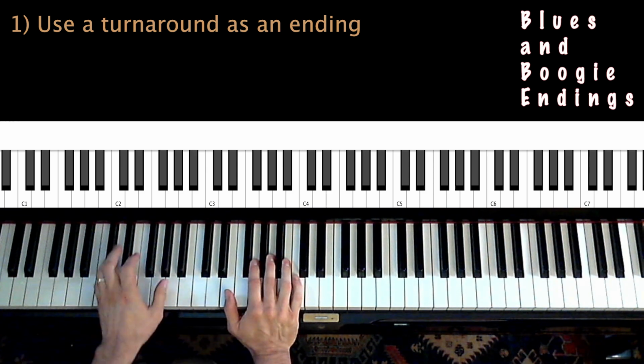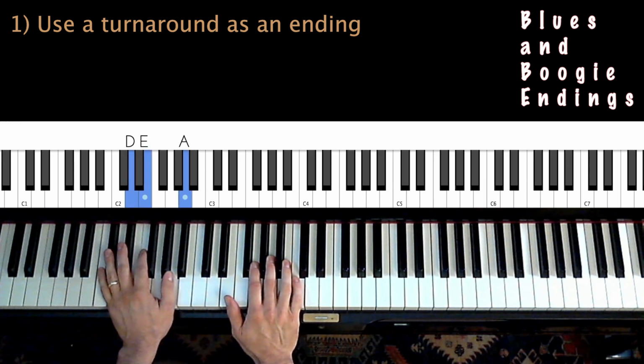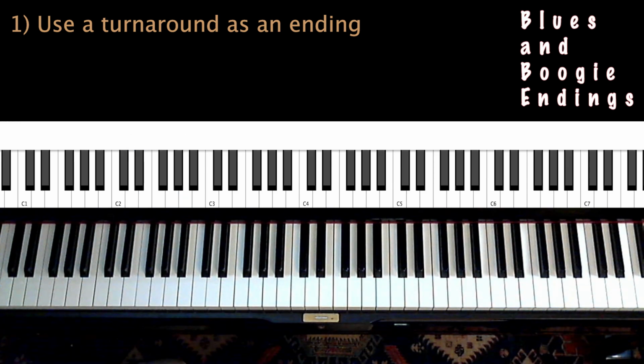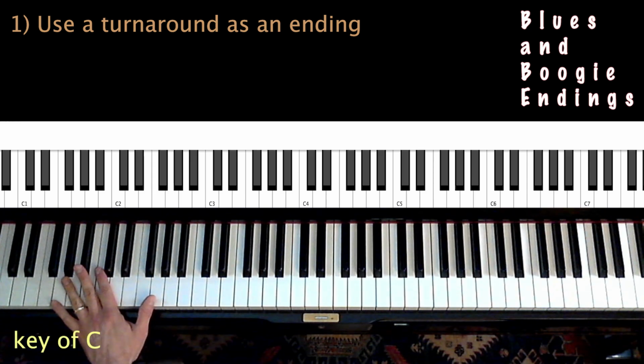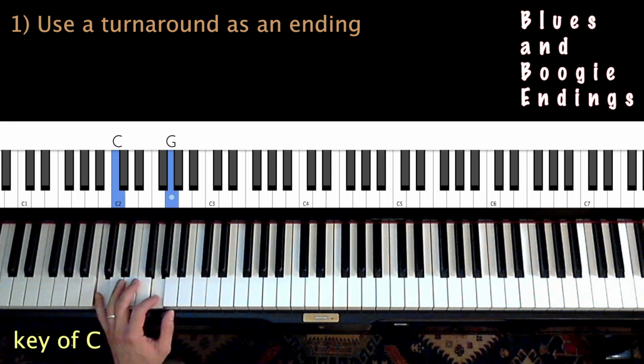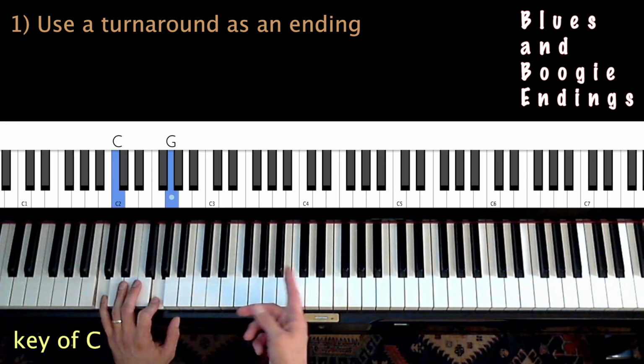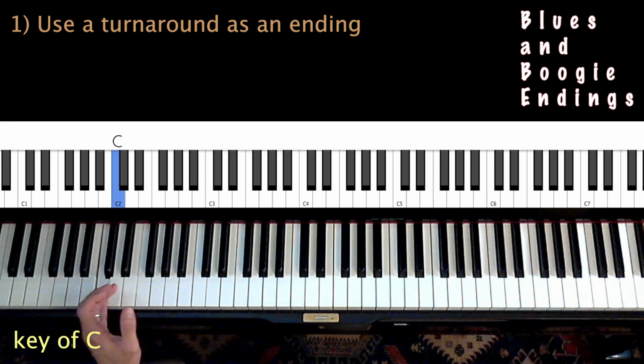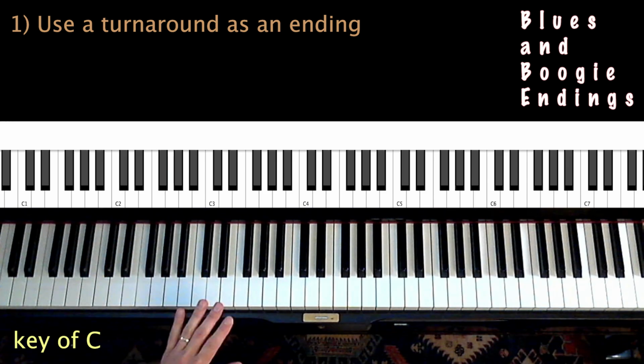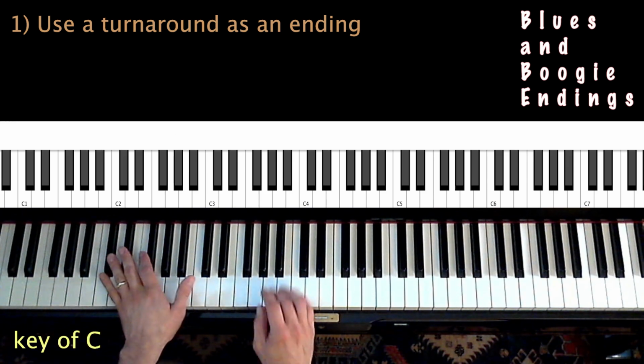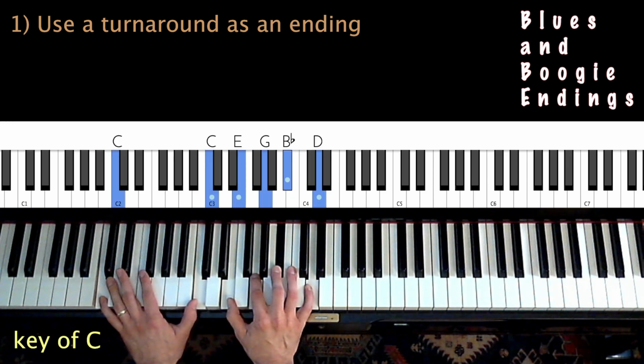I've got a video covering this. I'll put a link to it in the description. But basically with a turnaround you walk from the 1 to the 5. You stay on the 5 for the 12th bar. And then you come back, because the 5 leads you back to the 1. If you want to end it, you still walk up to the 5, but you don't stay on the 5, you go right back to the 1. Okay?